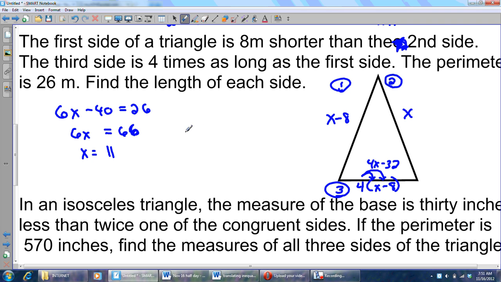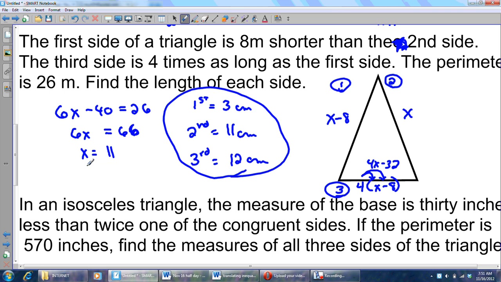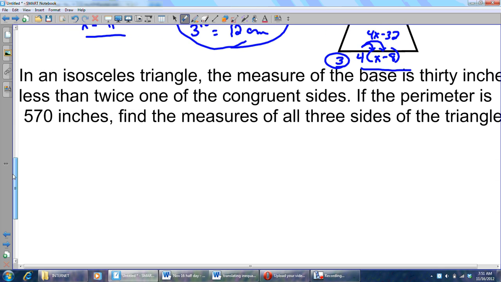So the first side's length is 3 centimeters. The second side is 11 centimeters. And the third side is going to be 12 centimeters. And there we go. All I did was plug 11 in for x in those 3 expressions. All right, last example, an isosceles triangle.